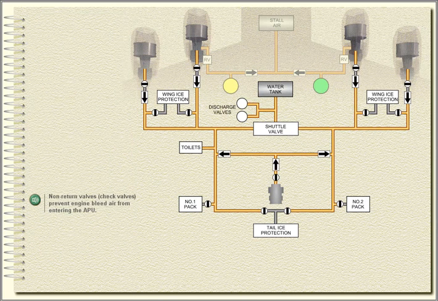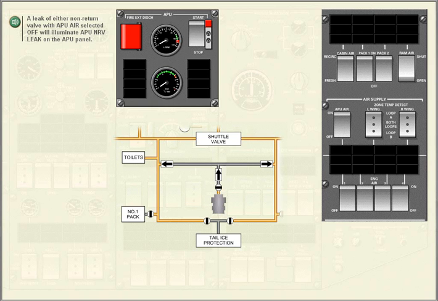Non-return valves, check valves, prevent engine bleed air from entering the APU. A leak of either non-return valve with APU air selected off will illuminate APU non-return valve leak on the APU panel.